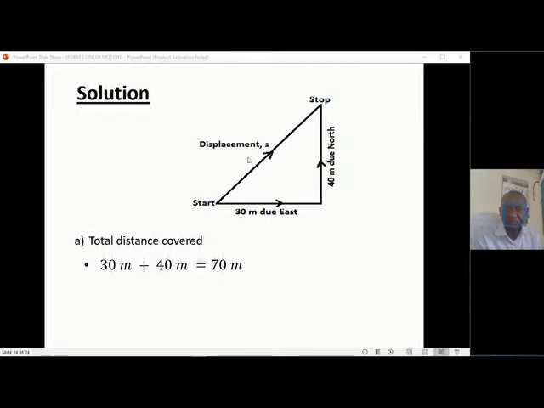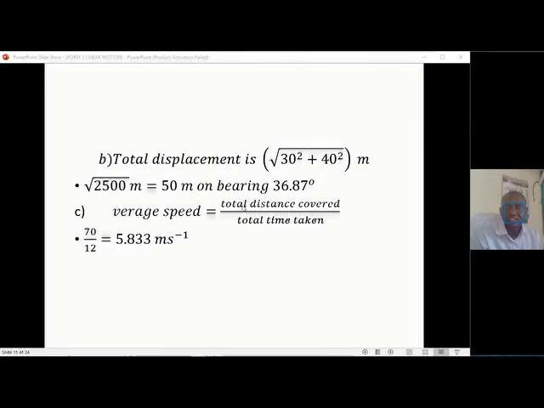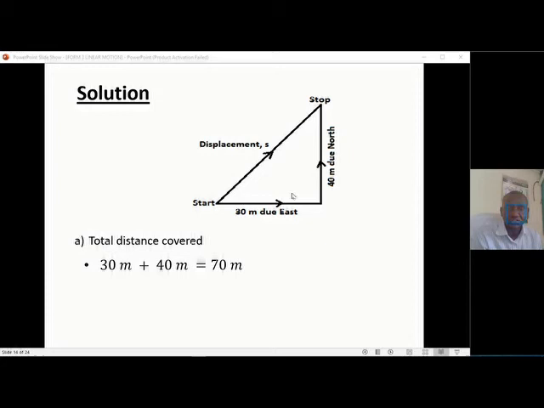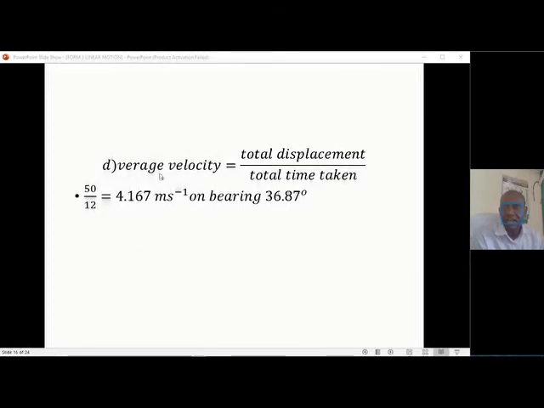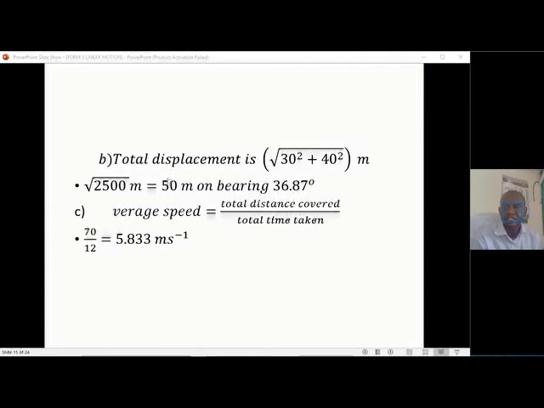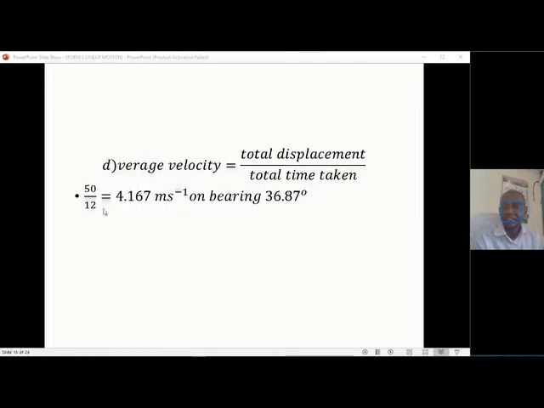Displacement will be this point and this point, which is actually the square root of 30 squared plus 40 squared, giving us 50 meters. Average speed will be the total distance covered, this plus this, over the time taken, 12. 70 divided by 12. Average velocity is total displacement over time taken. The total displacement is 50, divided by the time taken, 12.